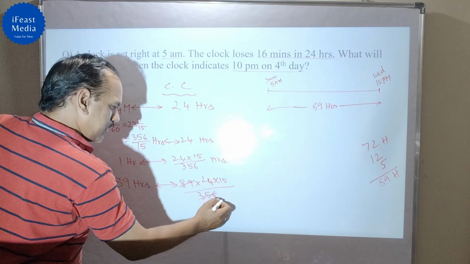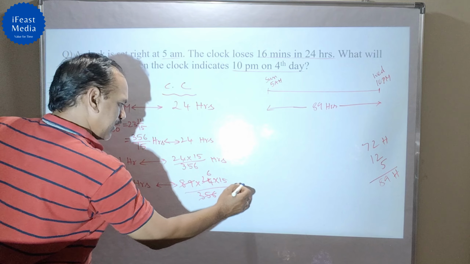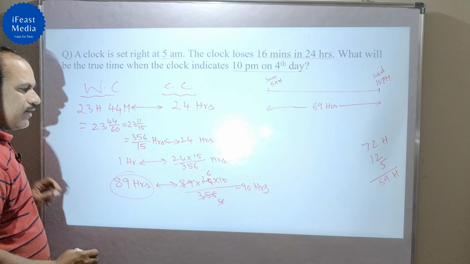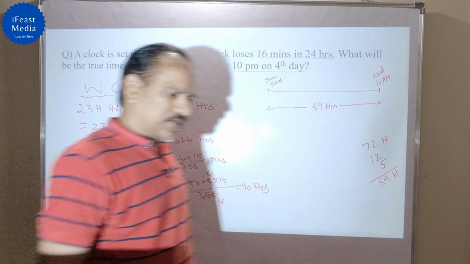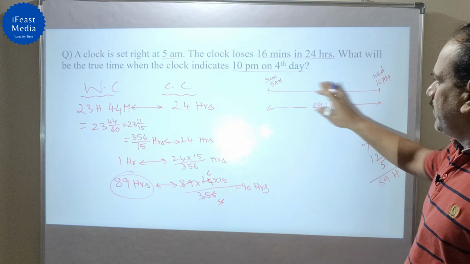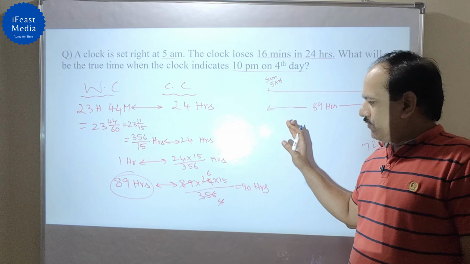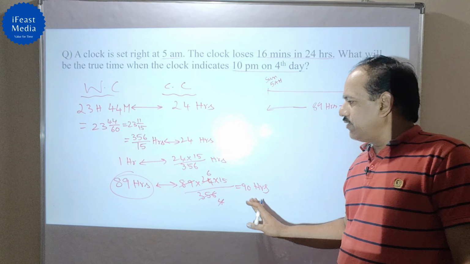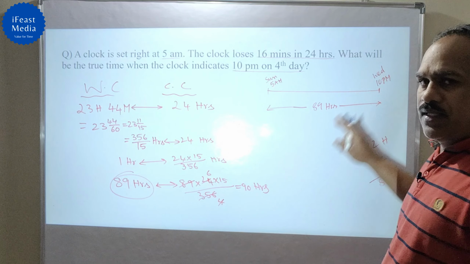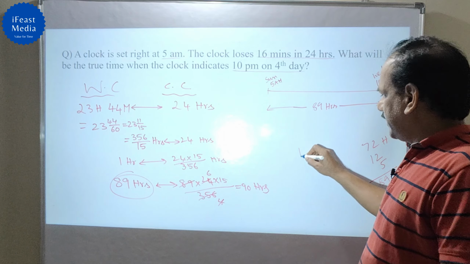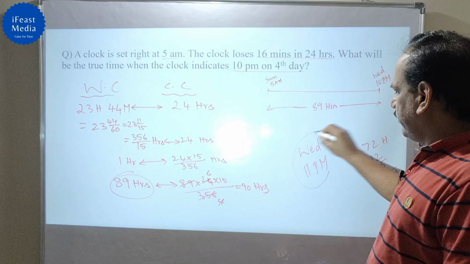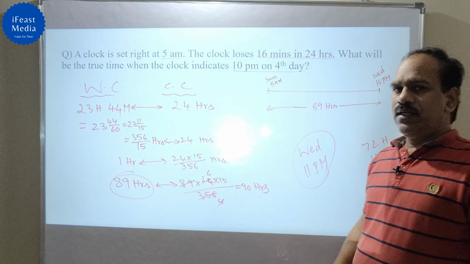Right? Here it is 6 times, 90 hours. So 89 hours duration in the wrong clock is equal to 90 hours in the correct clock. So what will be the true time when the time is 10 p.m. on 4th day in the wrong clock? What will be the true time in the correct clock? It will be 1 more hour in the correct clock. That means it should be 11 p.m. in the correct clock. So the time is Wednesday 11 p.m. It will be in the correct clock.